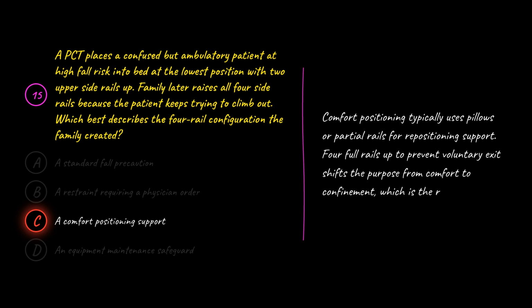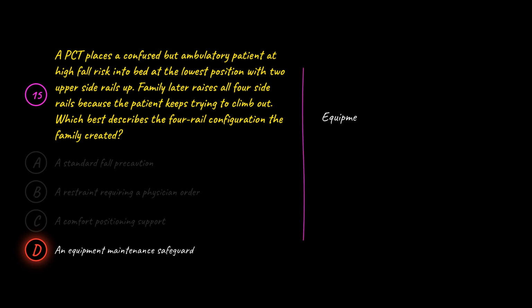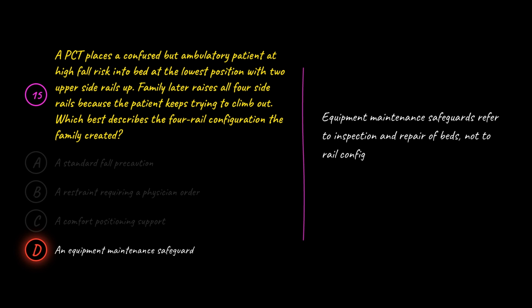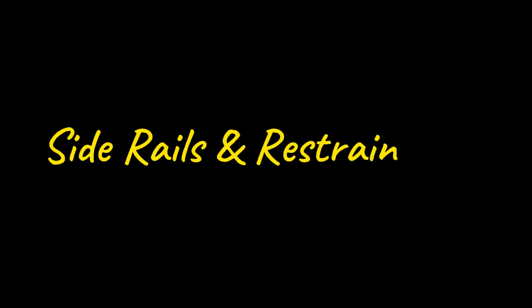D is wrong because equipment maintenance safeguards refer to inspection and repair of beds, not to rail configurations during patient care. Family raising all 4 rails to prevent exit is unrelated to maintenance and meets the restraint criteria instead. Side rail configuration is not just a safety preference, it sits squarely inside federal restraint law.